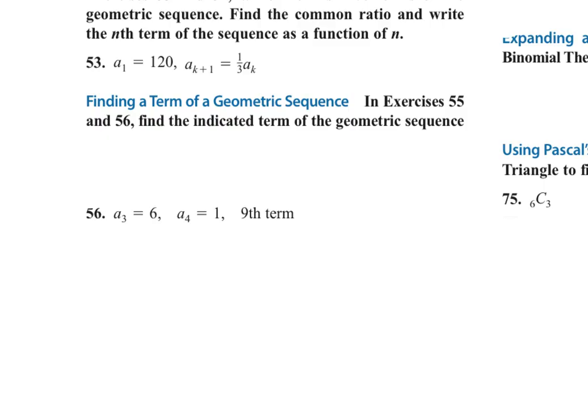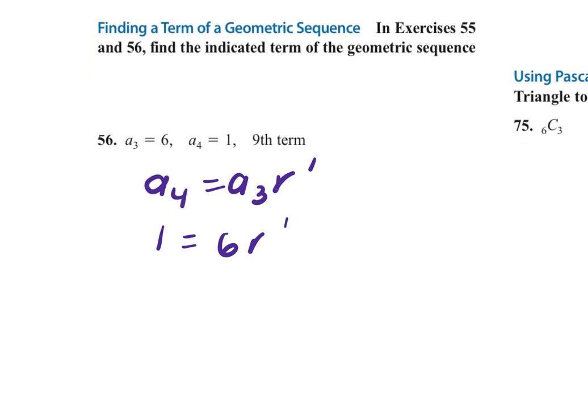Okay, so 56 says, find the indicated term of the geometric sequence. So this is the ones where I don't have a1. You could do this a couple different ways. I'm going from 3 to 4, so you could actually just figure out your r by dividing, but keep in mind what happens if I went from 2 to 4, and this is your big little. So I could do a4 equals a3, r would have to be raised to the first. So it'd be 1 equals 6 times r to the first, and then r is going to be 1/6.